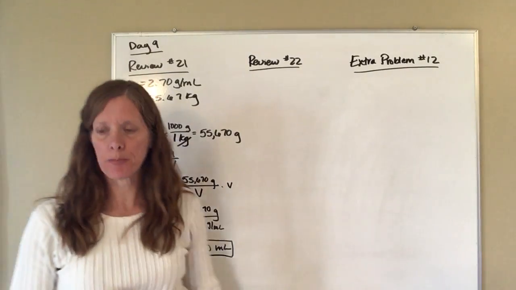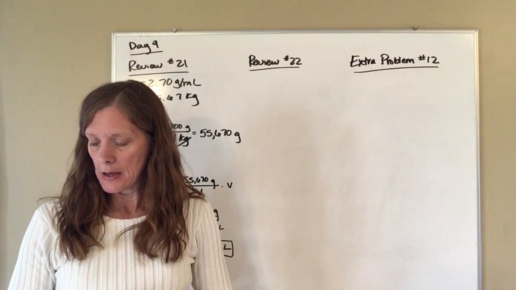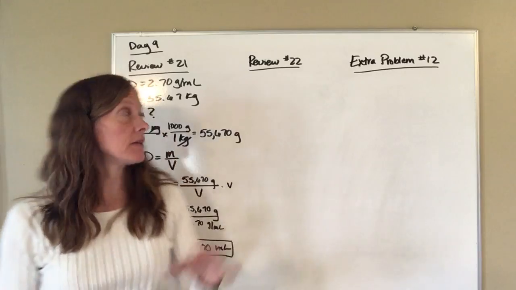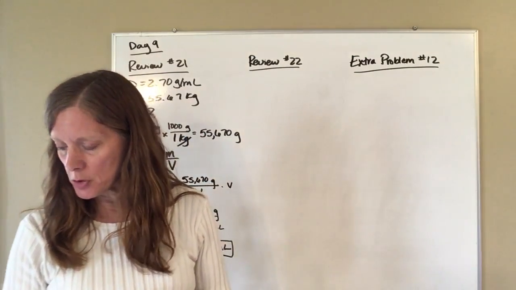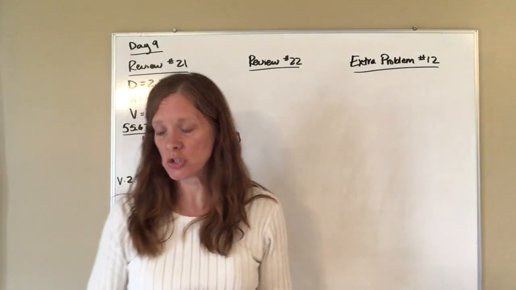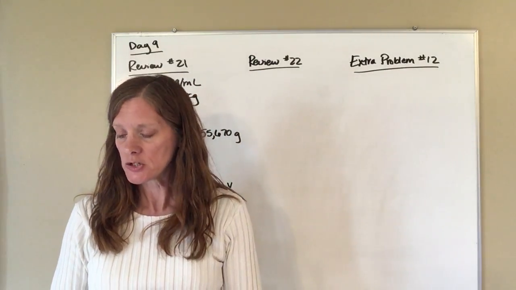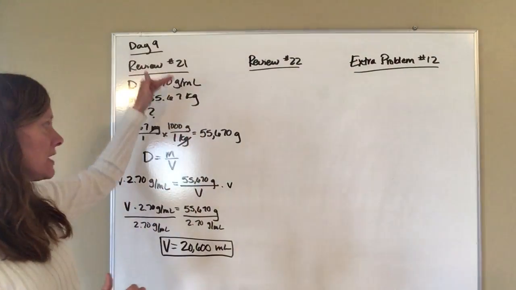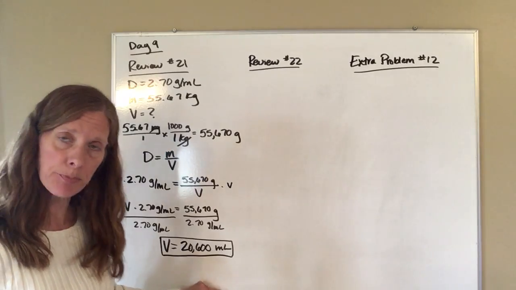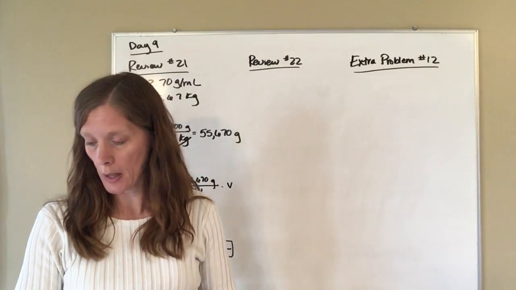If you had a problem working extra problem number 11, it is worked exactly like this review problem number 21 was. In both of them, you had to convert a mass in kilograms to a mass in grams. In both of them, you had to solve for volume. So if you got stuck on extra problem number 11, go back and do the exact same steps that we did in this problem, and then you should be able to solve extra problem number 11 as well.